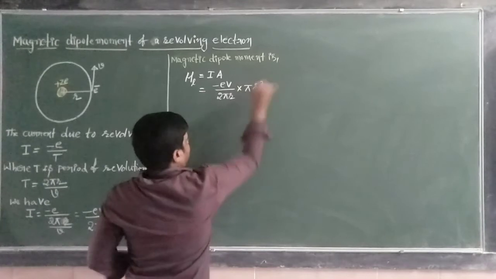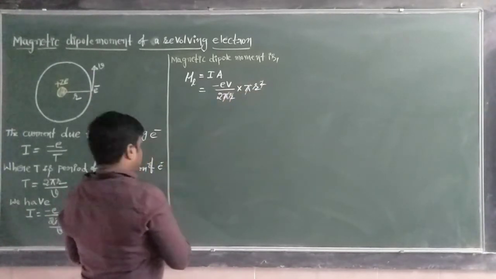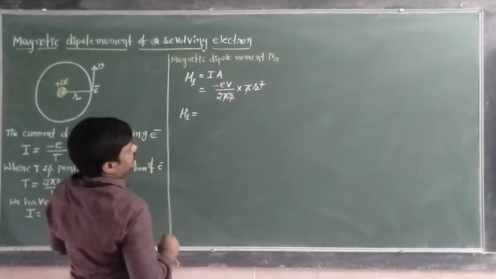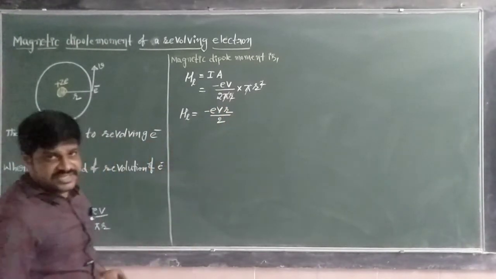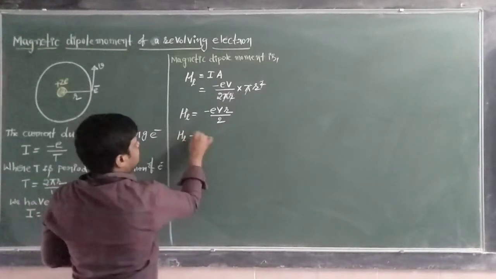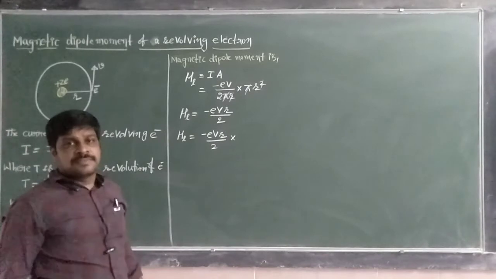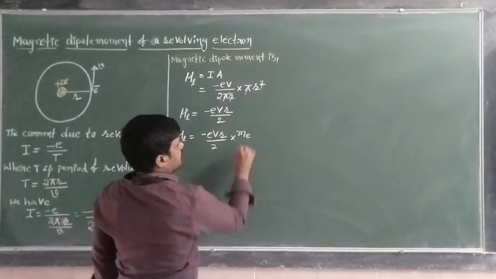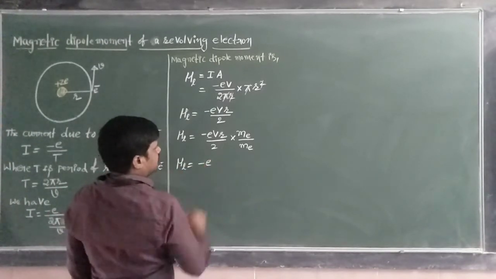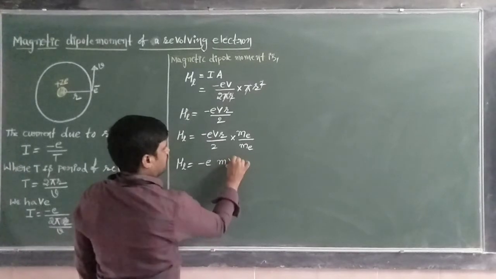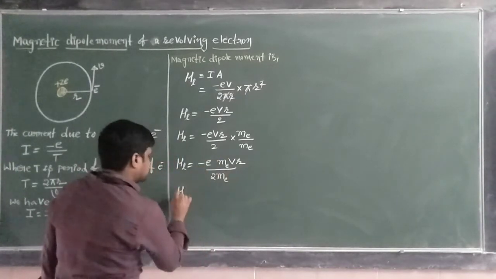So r squared, r cancels, pi cancels. So mu L, the magnetic dipole moment of the current carrying electron, is minus e v r divided by 2. Now multiply and divide by the mass of the electron. Then mu L is minus e times m_e v r divided by 2 m_e.